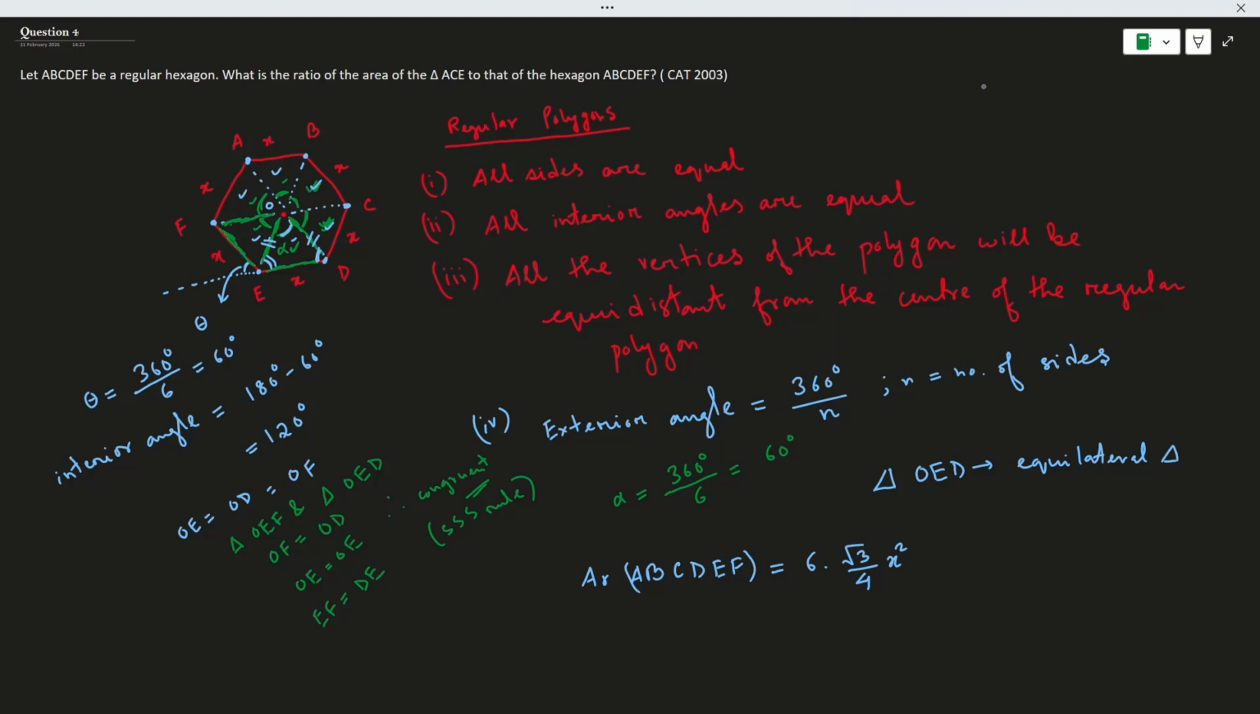Now I will draw again. I explained all these things to derive the formula of a regular hexagon, which is given by 6 root over 3 by 4 x square, where x is the side of the regular hexagon. This is just to prove or derive the formula. In exam you can directly use the result.